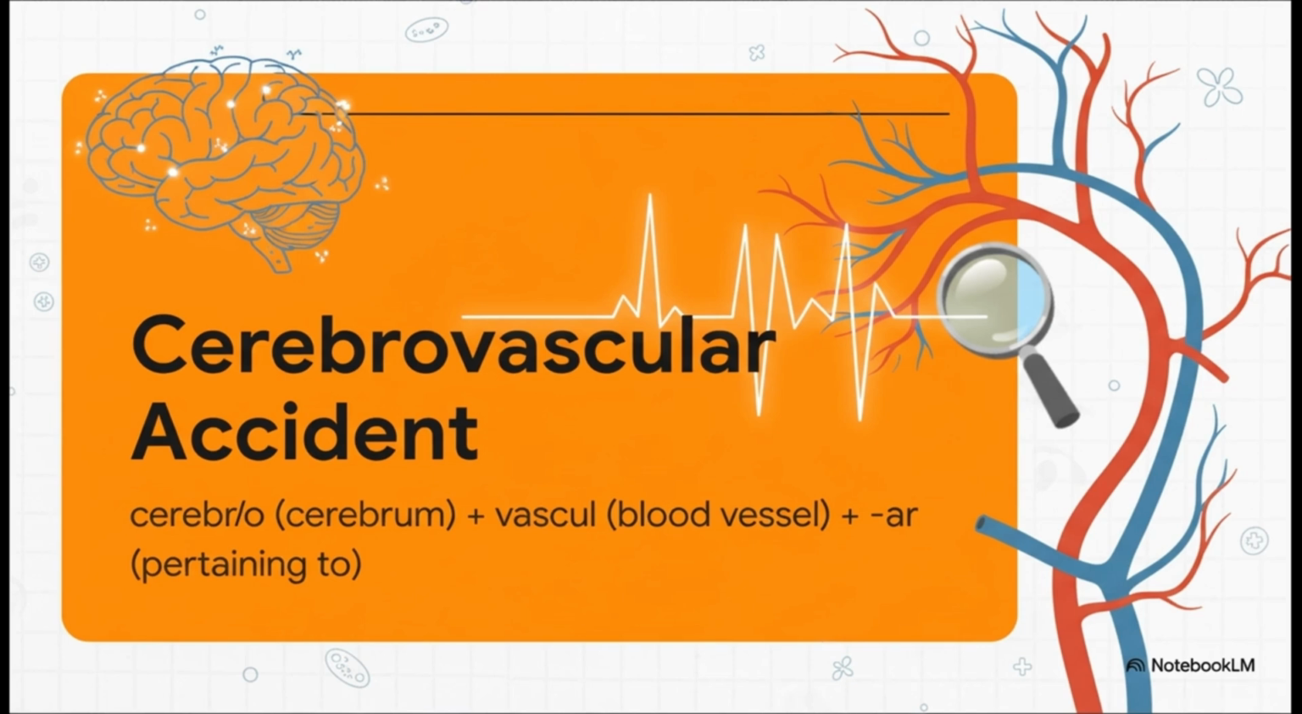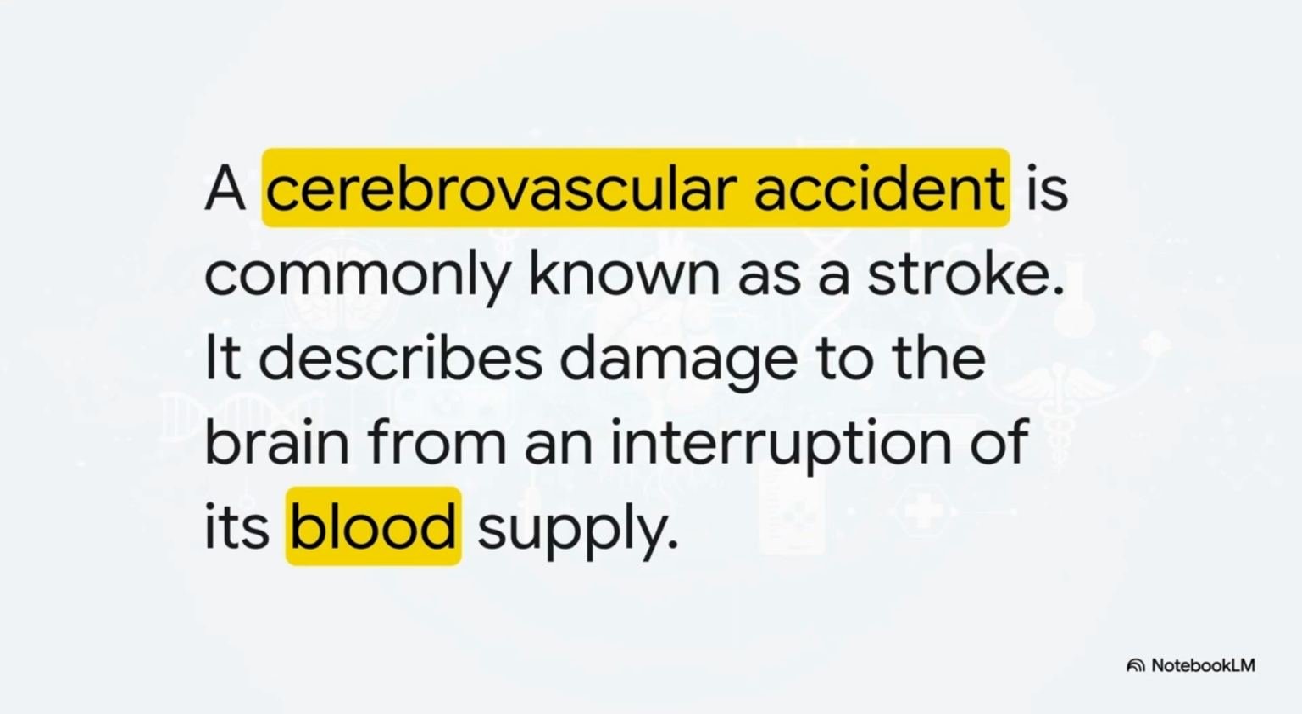Now, let's see what happens when we combine a few of these concepts. This gives us a really critical term, cerebrovascular accident. Let's break this one down. We've got cerebro for cerebrum, vascul for blood vessel, and that suffix ar, which again means relating to. So the term itself literally tells you exactly what's happening. It's an event that involves the blood vessels of the cerebrum. Now, you probably know this better as a stroke. This accident is basically an interruption of the blood supply, either from a blockage or a rupture, and that's what can damage brain tissue. This is just a perfect example of how knowing these little word parts can help you unlock the meaning of a really complex diagnosis.